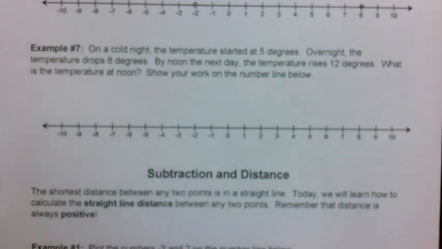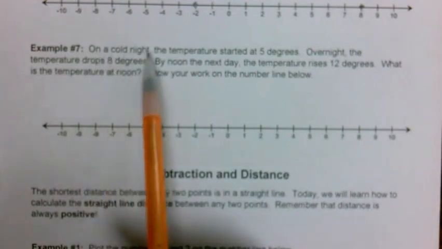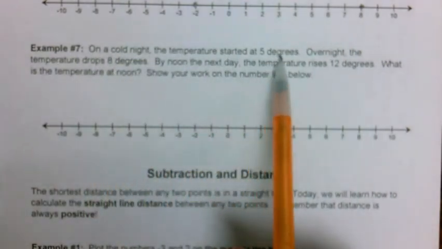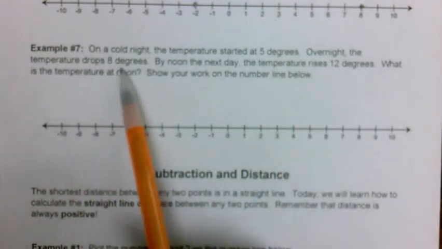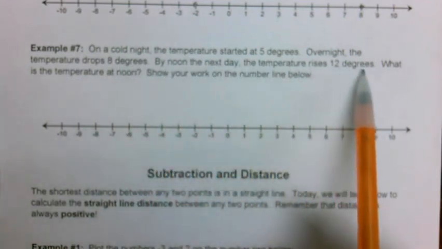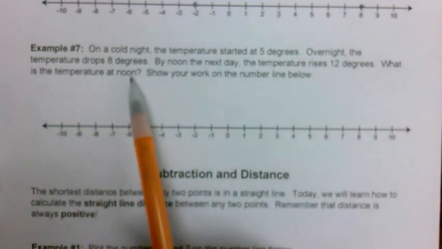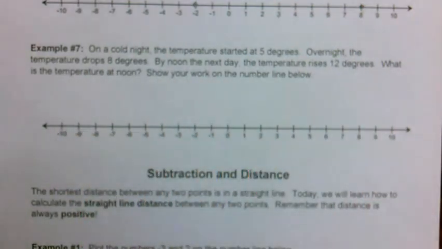In our next example, they want us to figure out what the temperature is going to be. They tell us that on a cold night, the temperature started at 5 degrees. Overnight, the temperature dropped 8 degrees, but by noon the next day, the temperature rises by 12 degrees. What is the temperature at noon? Show your work on the number line.